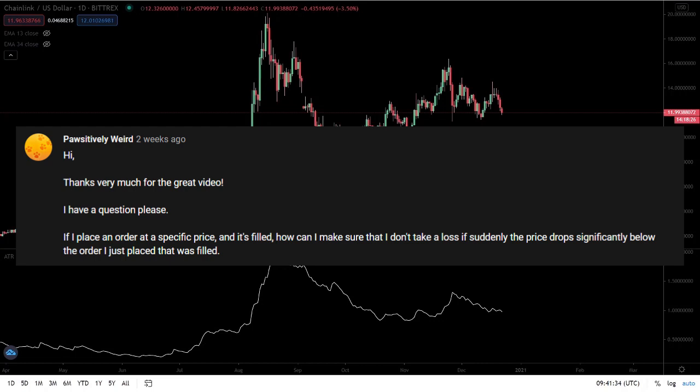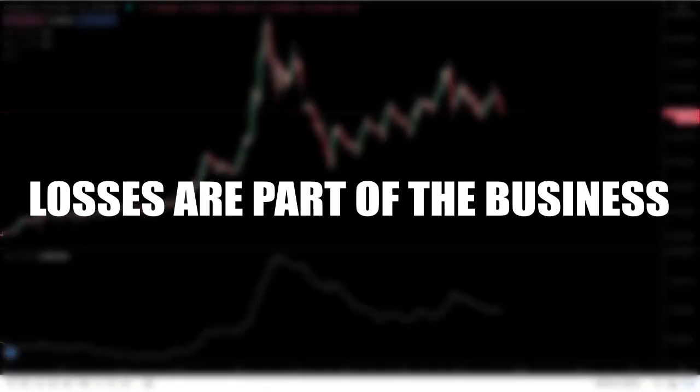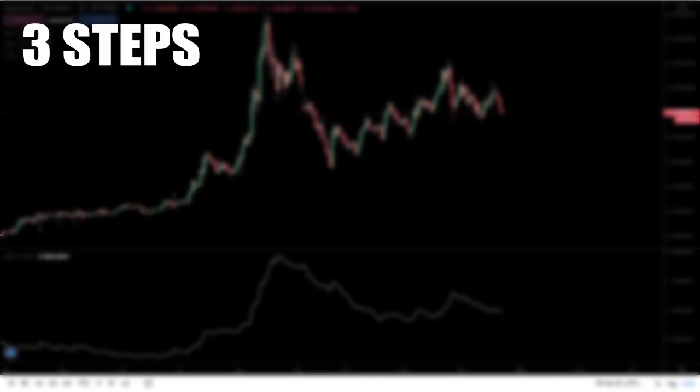Okay, the first thing you need to understand as a trader: losses are part of the business. You can't possibly actively trade and hope that all of your trades will go well. That's just not gonna happen. What you can do is set a stop loss so you can protect your downside in case the trade goes against you. So I'm gonna show you 3 simple steps that I take before setting up my stop loss.